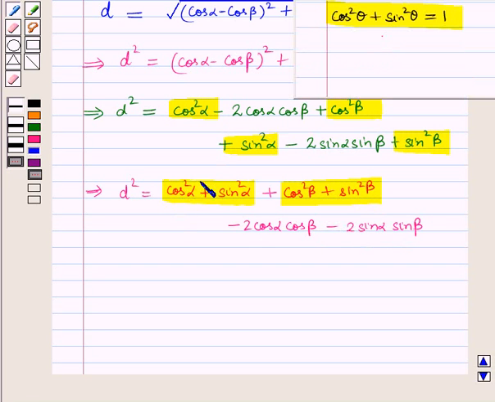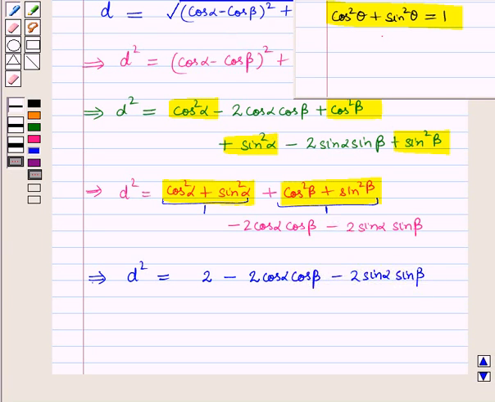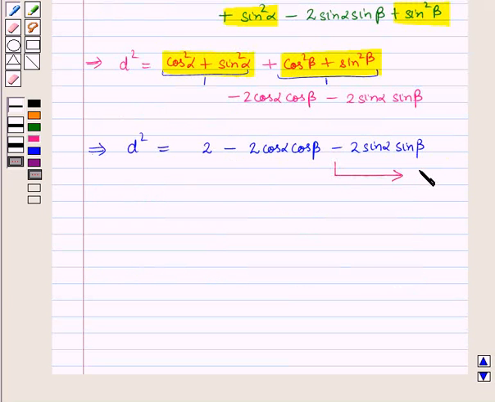Now using this trigonometric identity, cos square alpha plus sin square alpha is 1, and cos square beta plus sin square beta is again 1, and 1 plus 1 is 2. So this implies D square is equal to 2 minus 2 cos alpha cos beta minus 2 sin alpha sin beta. Now let this be equation number 1.